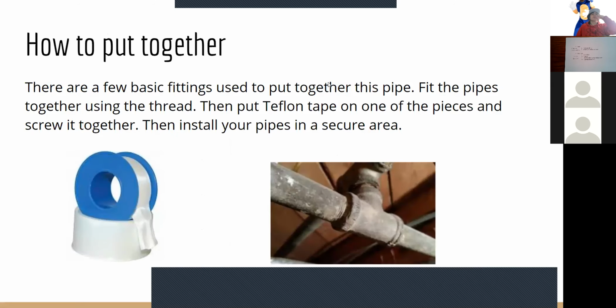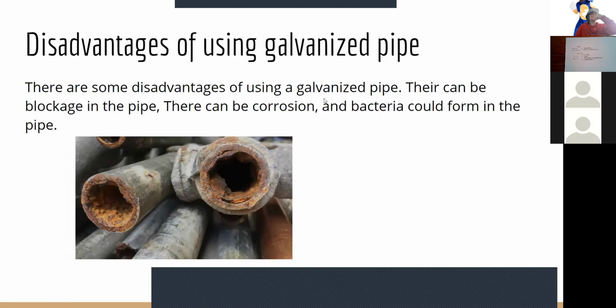Okay, so how do you put together a galvanized pipe? It's pretty simple. There are external threads on one of them and internal threads on the other. Or you could use a joint. On the one with external threads, you put the Teflon tape around it, and then you screw it in essentially with your hands, and then you put it in a secure area wherever your water needs to go.